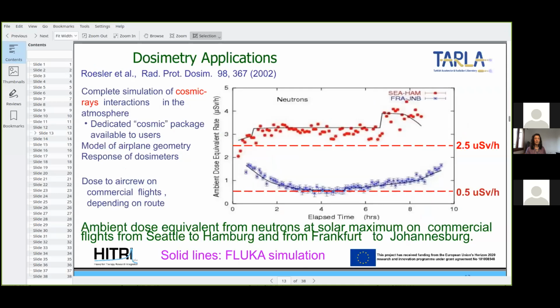Dosimetry applications is something which is routinely done in FLUKA. Here is an example of actually not an accelerator or a reactor. This is an example of a flight. Two planes, one from Seattle to Hamburg flying over the pole, and one from Frankfurt to Johannesburg flying over the equator. And you can see in the upper part, in this case, it was just simulating neutrons and the dose generated by the neutrons coming from the cosmic rays. And here you can see that in the case of the Seattle-Hamburg flight, this is higher compared to the Frankfurt-Johannesburg flight, which is lower.